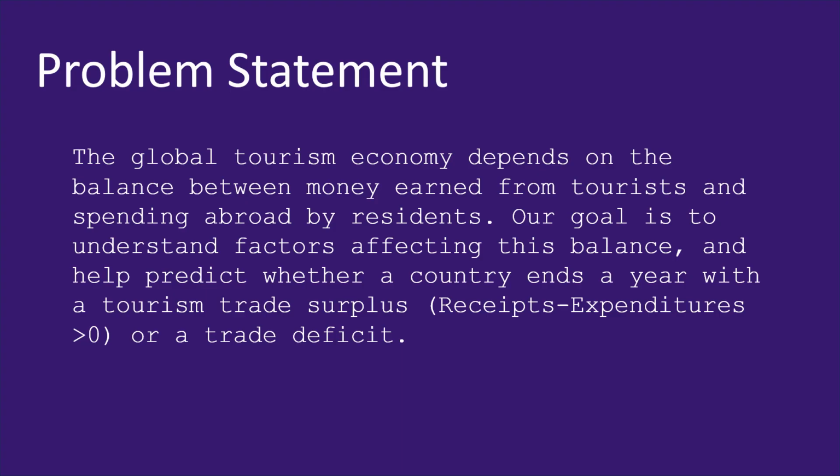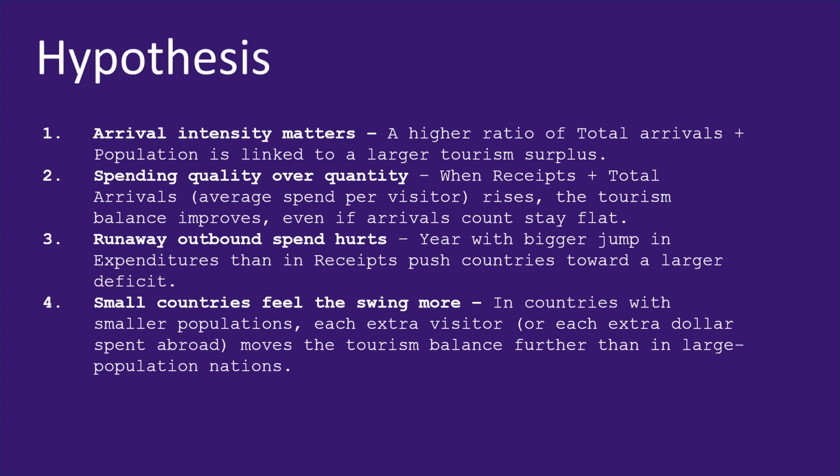The global tourism economy depends on the balance between money earned from tourists and spending abroad by residents. Our goal is to understand the factors affecting this balance and help predict whether a country ends a year with a tourism trade surplus or a trade deficit. We will be testing four hypotheses: arrival intensity matters, spending quality over quantity, runaway outbound spend hurts, and small countries feel the swings more.